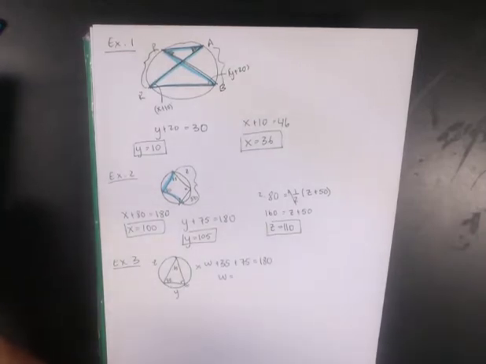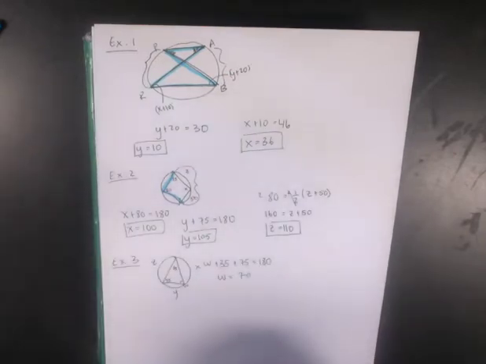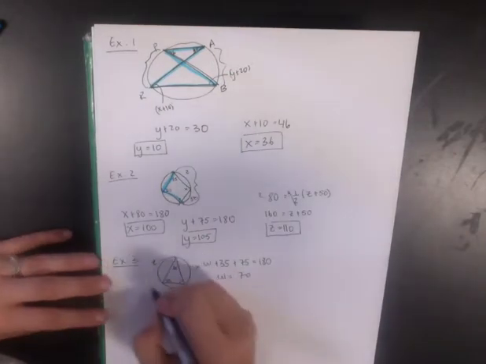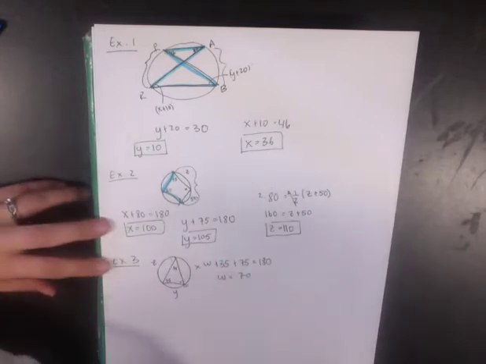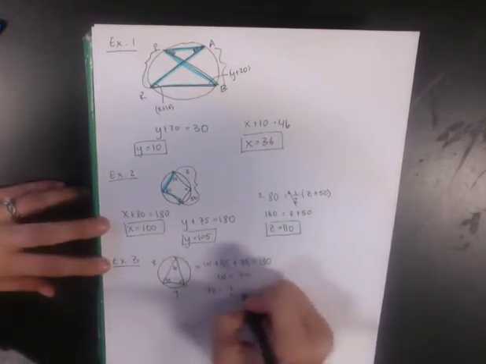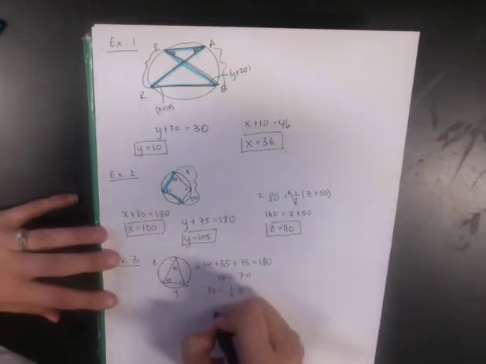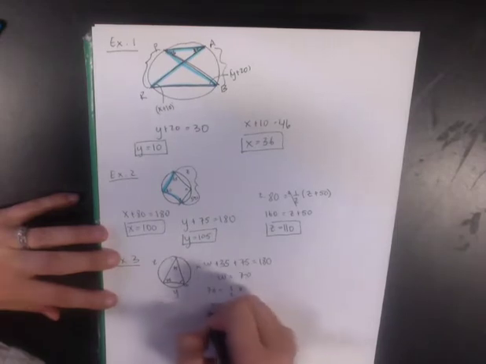We have 180 minus 75 minus 35 gives me 70. Okay. Z is the inscribed angle to that. So 70 is 1/2 of z, right? Z is the arc. So z is 140.